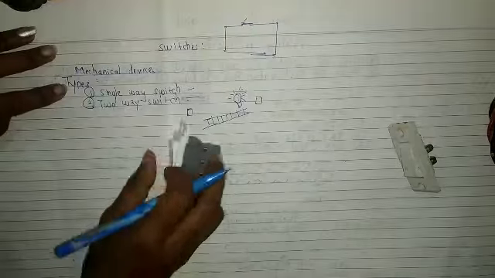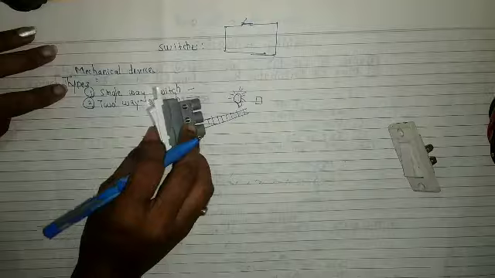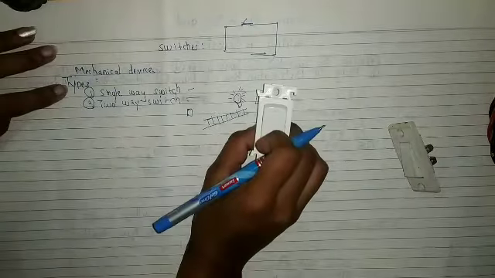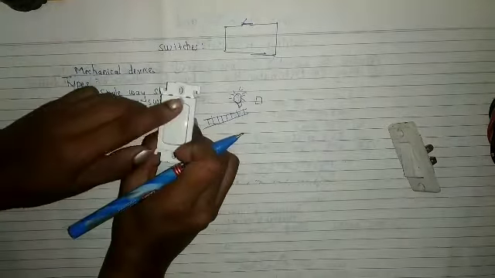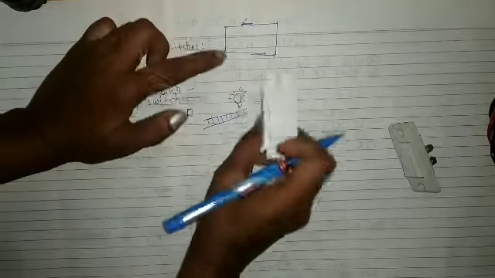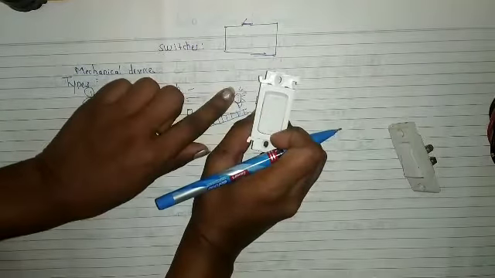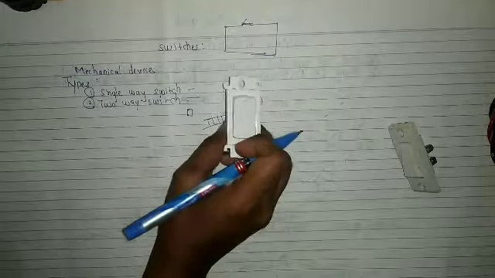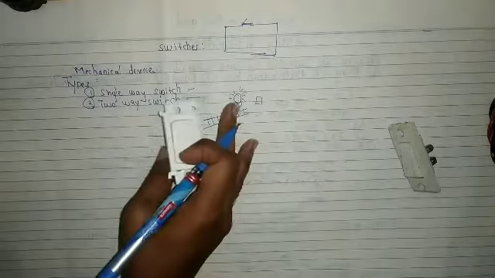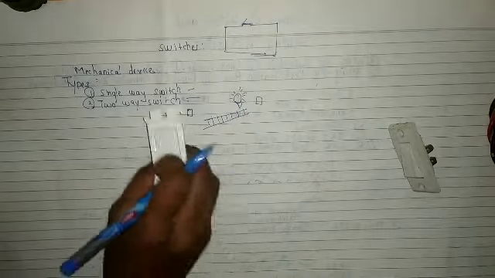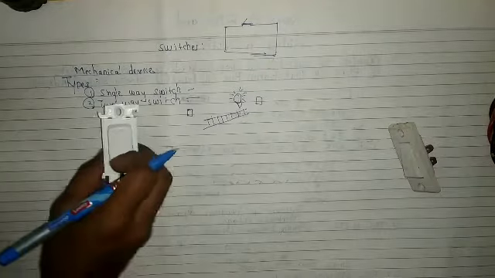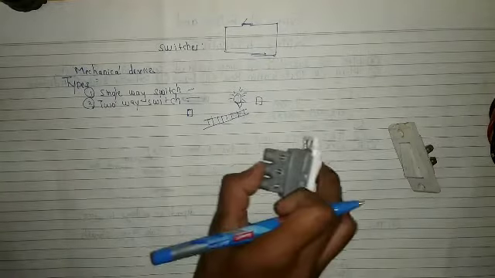This switch similarly will be connected here, and one switch will be here. Whenever we turn it on, this light will get on, and whenever we turn it off from here, this light will get off. So this one single bulb is operated from these two switches. So this is a two-way switch.